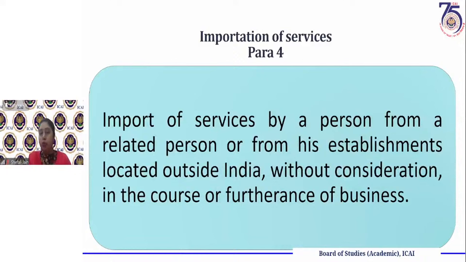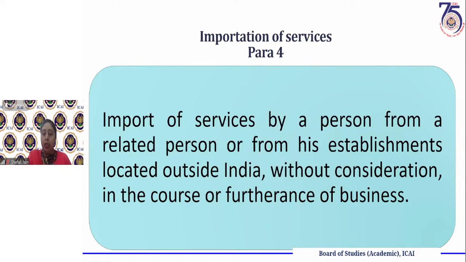Para 4 says importation of services. Now, if any services are imported by a person from a related person or from his establishments located outside India, the person is receiving service from his related person. We saw the definition of related person just a few slides back. Or he has received imported services from his establishments located outside India. So this person has some establishments outside India, his associated enterprises or some other establishment. If it has received services from that establishment without consideration in course or furtherance of business, that will be considered as supply.